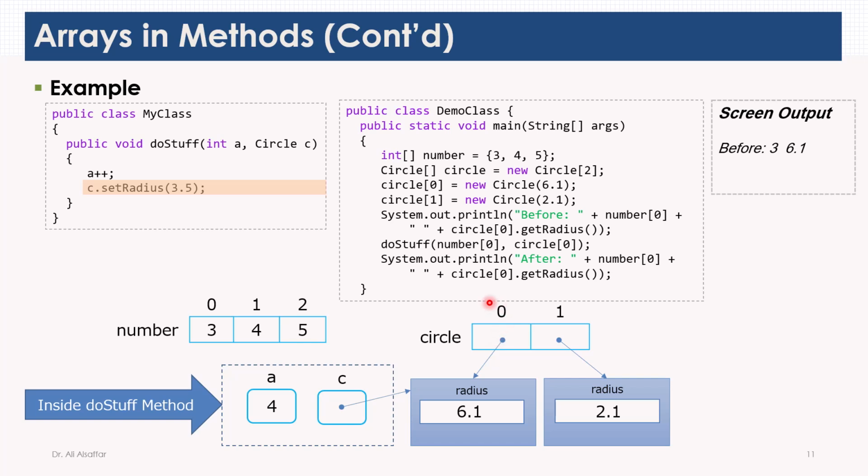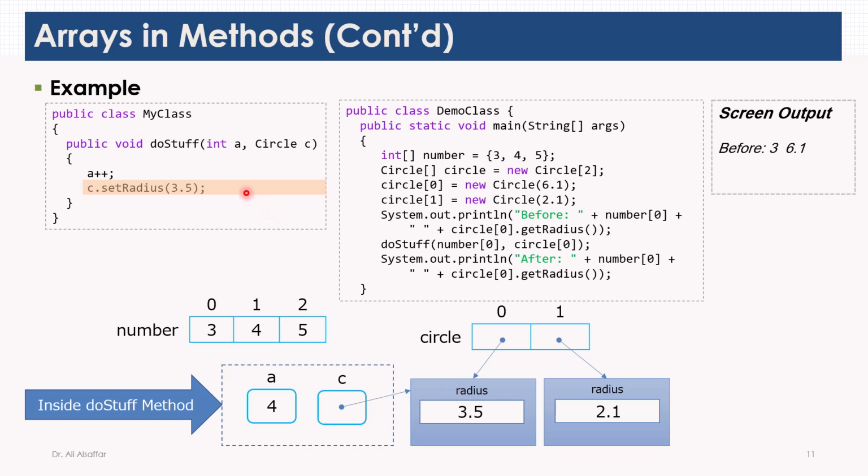So see the reference that is saved inside circle 0, the method cannot reach it. It is unreachable from the variable C. But C can reach the object that circle 0 is pointing to. So therefore now, when we call C.setRadius(3.5), C is pointing to this object. And when we call setRadius on this object with 3.5, it is going to change the radius from 6.1 into 3.5.